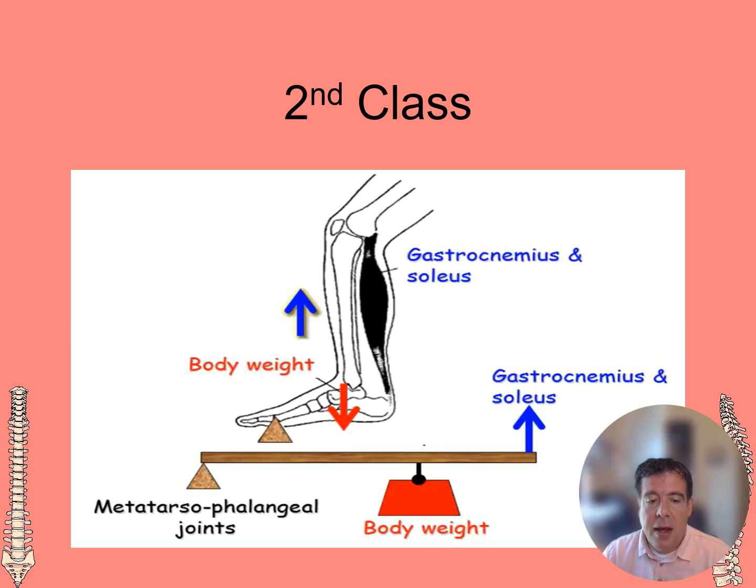And then we have our force, which is the soleus and the calf muscles, gastrocnemius, that is allowing us to go up on our toes, for example. So this is a class 2.